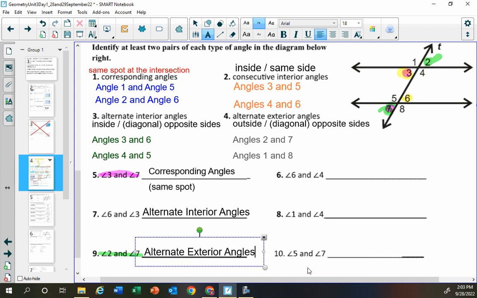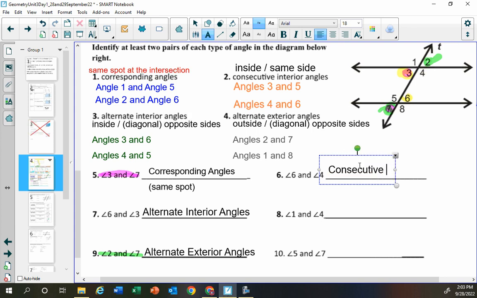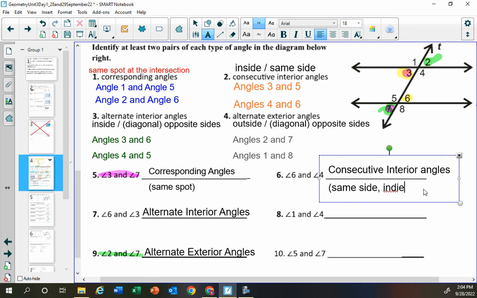And then 6 is consecutive interior. Why is it consecutive interior angles? Because they're on the same side. They're both inside. Consecutive interior angles. So it's going to be same side, inside. And then 8 is corresponding.